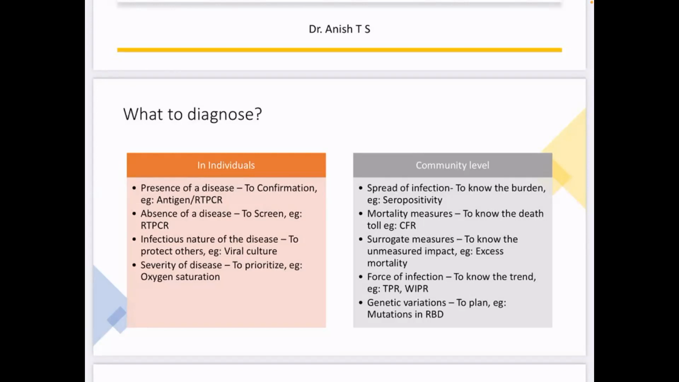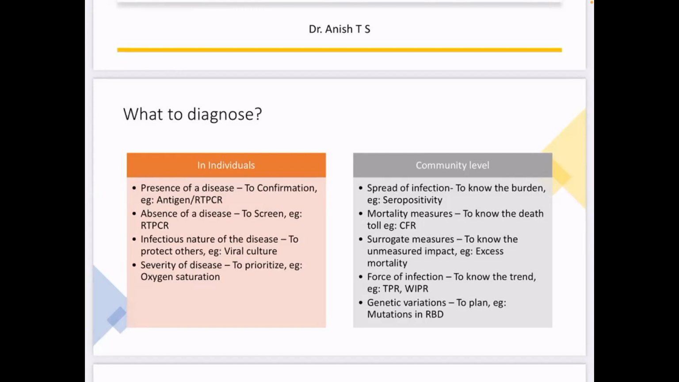On other occasions, you have to choose a diagnostic test to ascertain the absence of a disease. Rather than confirming a disease, for example, if you are going to travel abroad, then you are doing the same test to know whether you are free from the disease. So in the first case, if your intention is to search for the disease or to confirm the disease, we will go for a confirmatory diagnostic test. And if you want to know the absence of the disease, usually we have to go for a screening test. In COVID-19, even these tests, that is antigen and RT-PCR, are used as screening tests also.